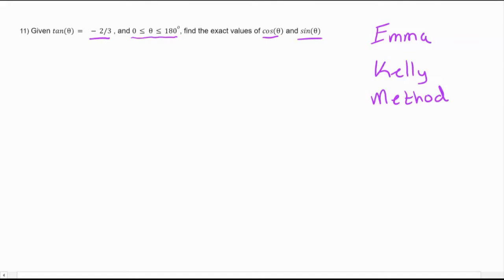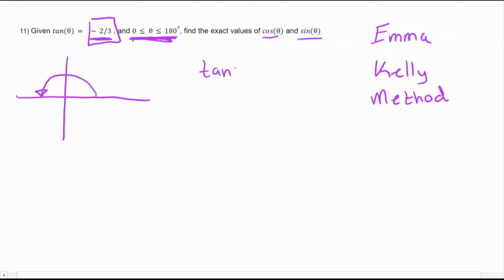So in this one here, we're going to first look at, okay, which quadrant does this have to be in? So I know that tangent is negative and that my angle has to be between 0 and 180 degrees. The trig identity that we need to know is that tangent of theta is equal to sine of theta over cosine of theta.